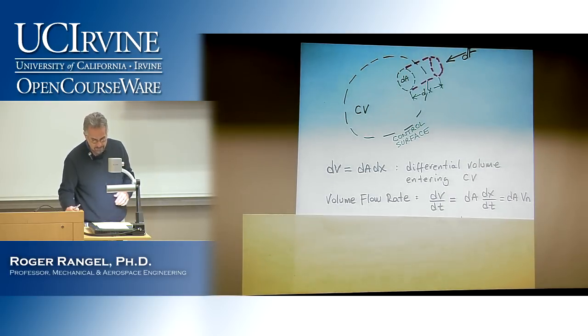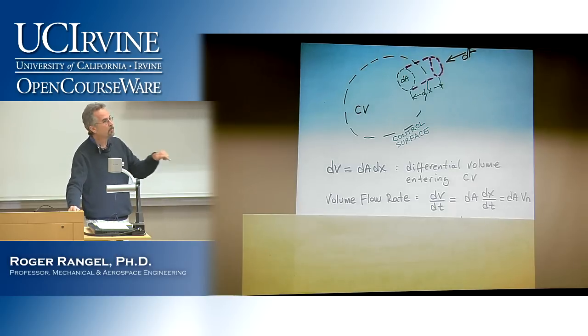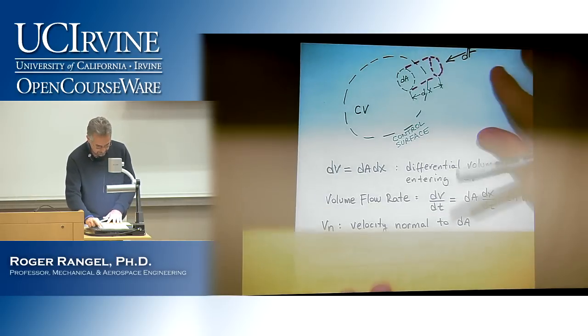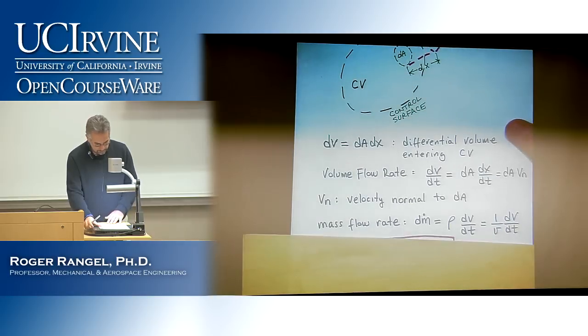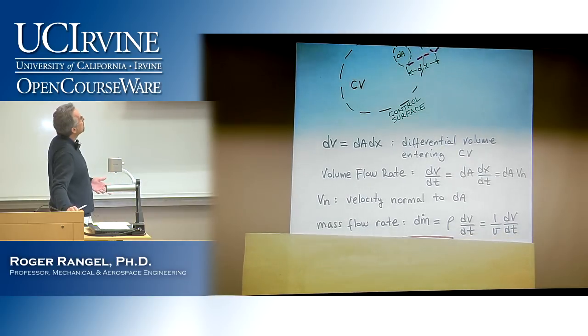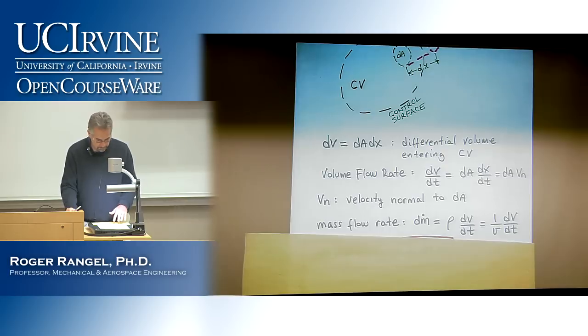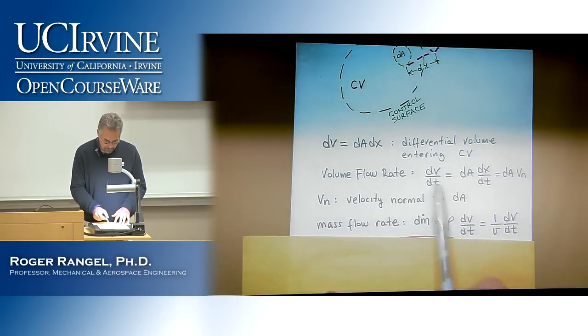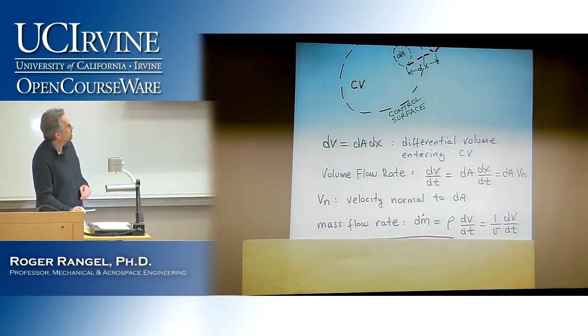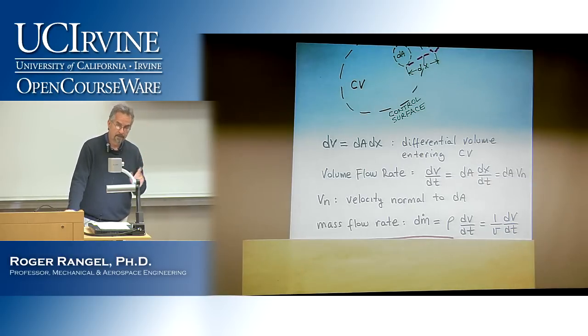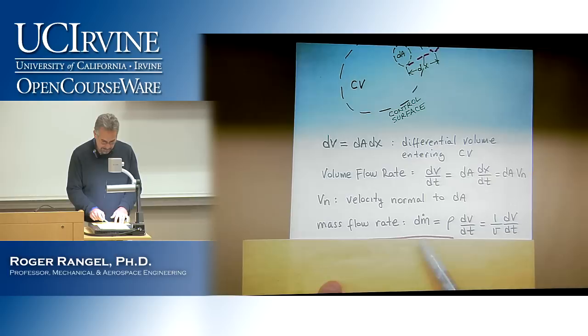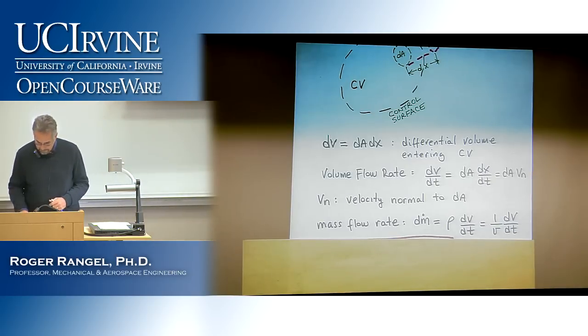And I call that v sub n. The n is because it's normal to the surface. I'm pushing it normal to the surface, dA. All right? So I have that. Vn, velocity normal to dA. So of course now I can do the mass flow rate by simply multiplying the previous quantity times the density. So if I just take the dV dt that I just computed and I multiply times the density, which is the same as dividing by the specific volume of the stocky cylinder, then I have an expression that tells me the dm dot that we were just looking at in the previous equation.